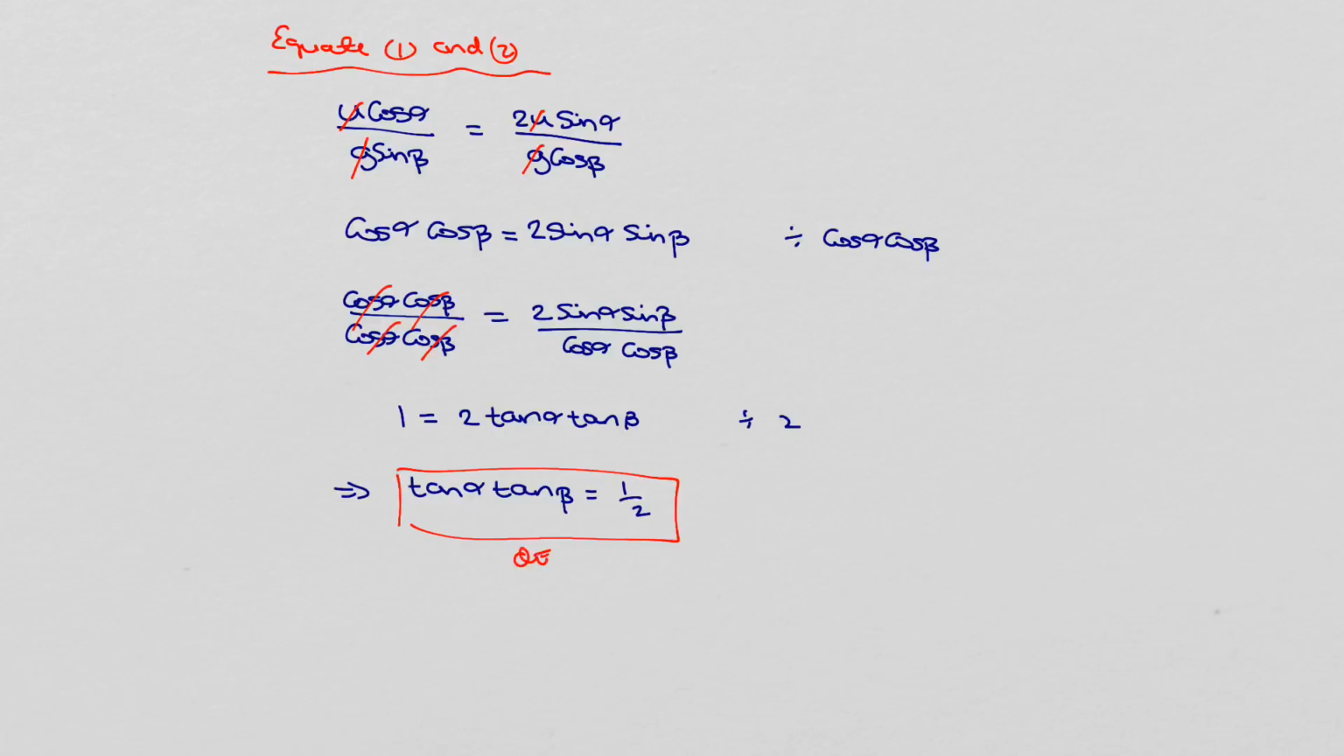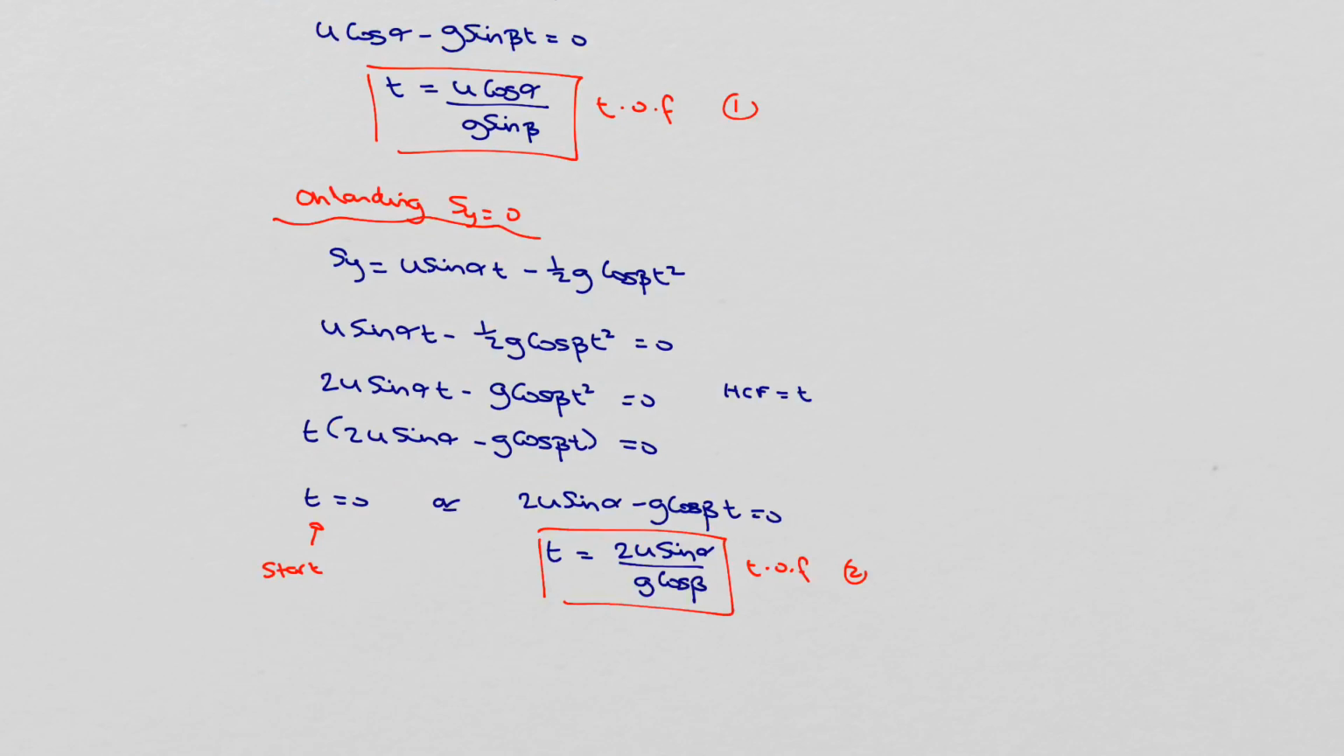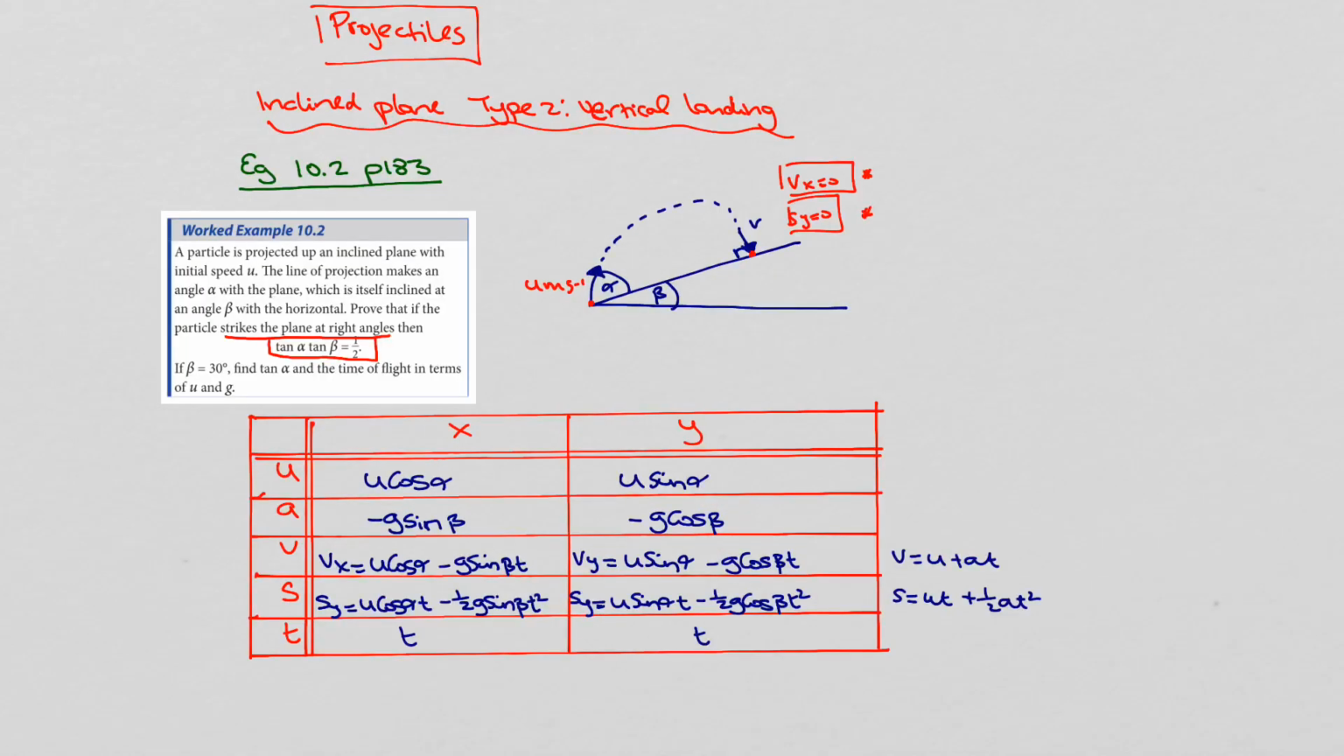So we didn't focus on how we were going to get our tan alpha tan beta. Instead, what we focused on was what do we know about the landing, and we knew that the landing was Sy is equal to 0 and v of x is equal to 0. So that was the key to solving this problem.